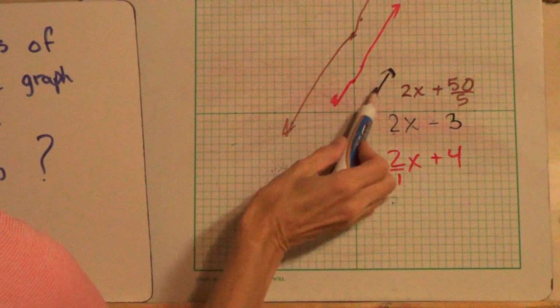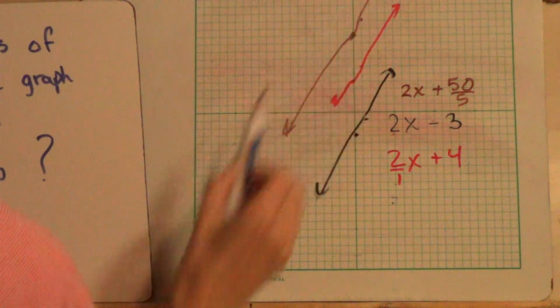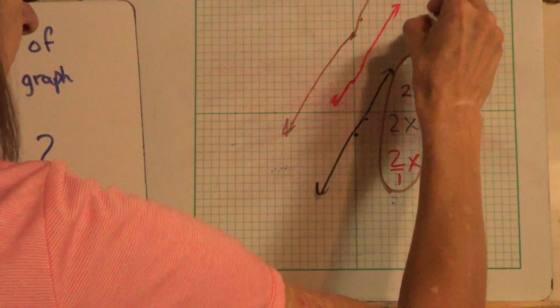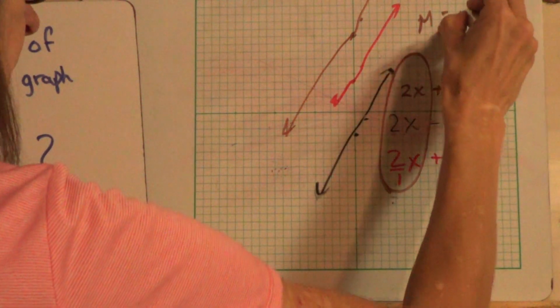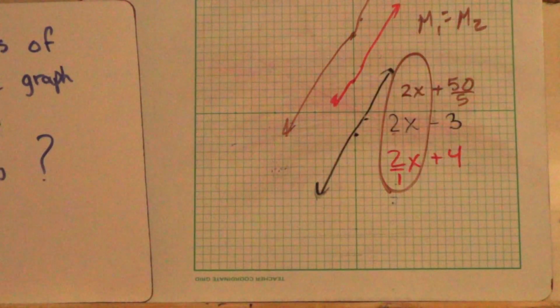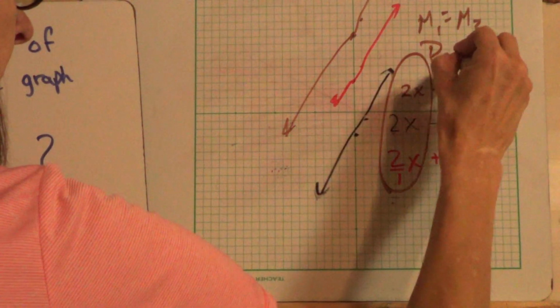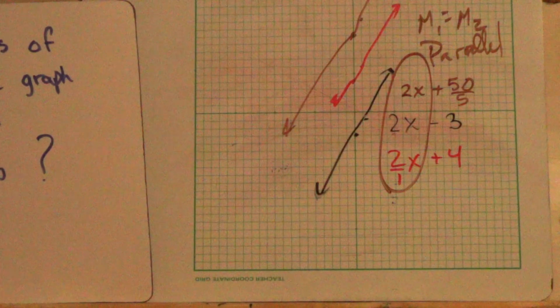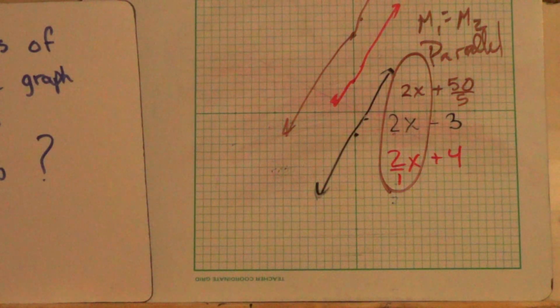Do you notice how these lines are all parallel? That's because our m is the same. If you have m values that are equal, those lines are parallel. Okay? I think that'll about set you up.